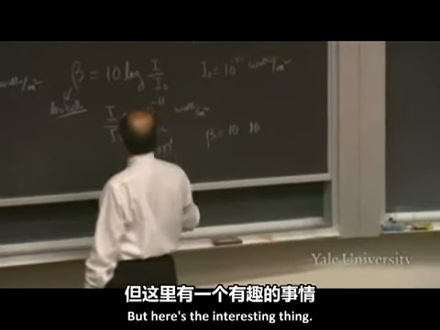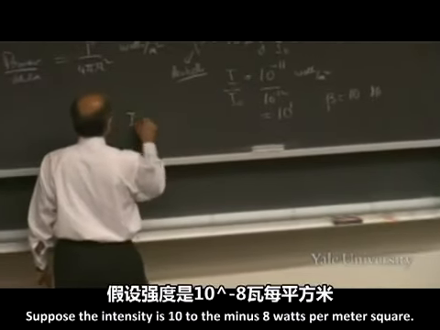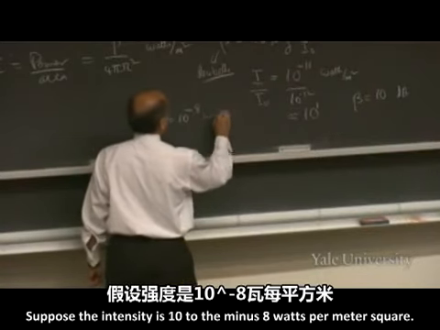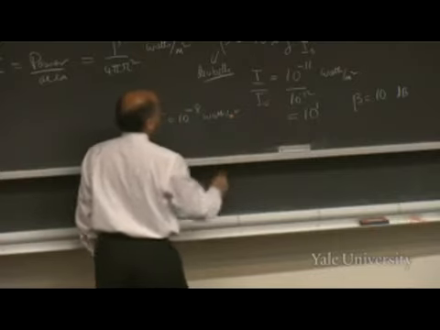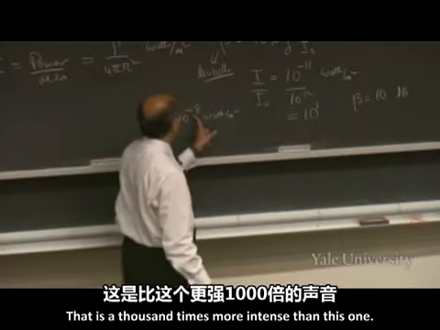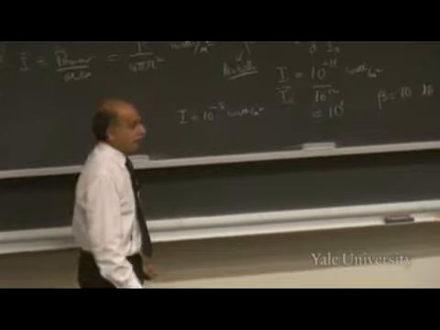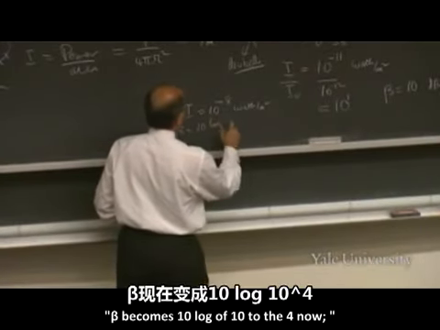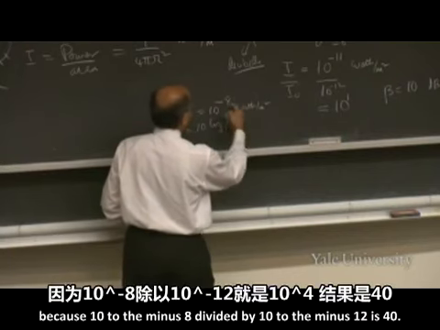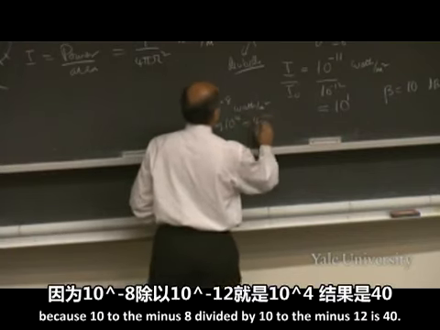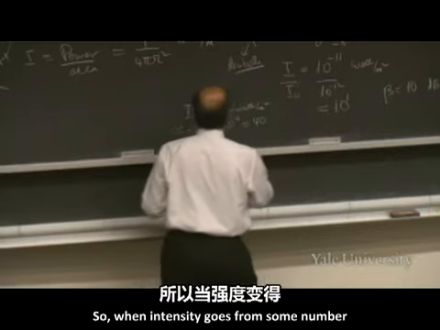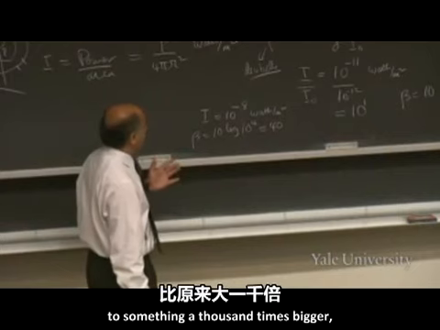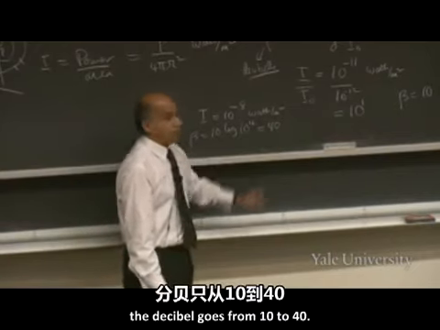But here's the interesting thing. Suppose the intensity is 10 to the minus 8 watts per meter square. That is 1,000 times more intense than this one. But let's look at beta. Beta becomes 10 log of 10 to the 4 now, because 10 to the minus 8 divided by 10 to the minus 12 is 10 to the 4, so beta is 40. So when the intensity goes from some number to something 1,000 times bigger, the decibel goes from 10 to 40.